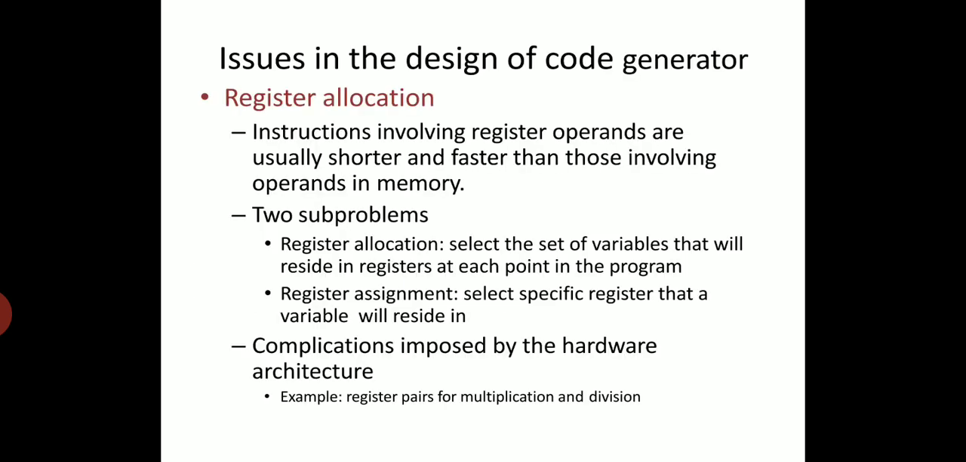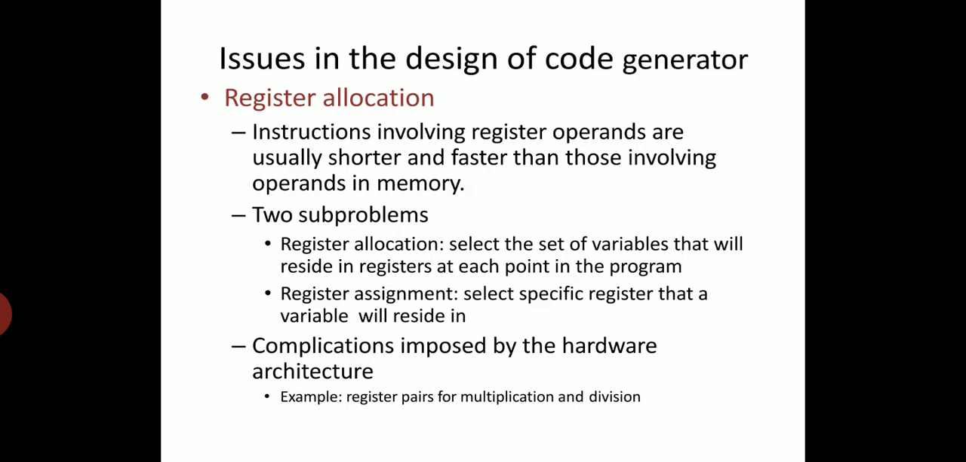Another issue is regarding register allocation. Always opt for registers because they are faster in execution, but there are some problems regarding registers. During register allocation, we have to identify which variables should be kept in registers. During the assignment phase, we have to understand which register holds which value, which variable. So these are the two problems regarding register allocation during code generation.